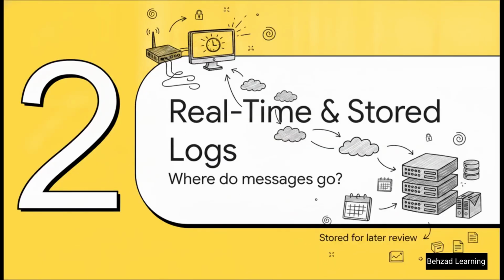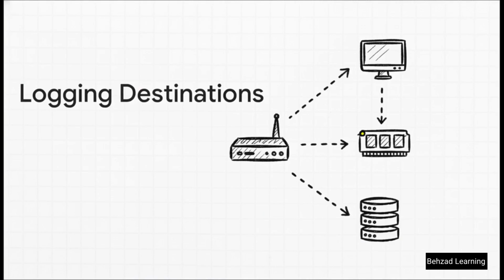So let's talk about where those messages actually end up. Once a device generates a log, it needs a destination, right? By default, these messages will just flash directly onto your local console connection in real time. But if you want to look back at them later, they can sit temporarily in the device's RAM. That's buffered logging. Or for long-term safekeeping and aggregation, they get shipped off to that centralized external Syslog server we just talked about.